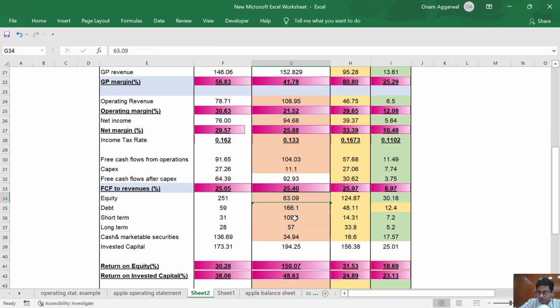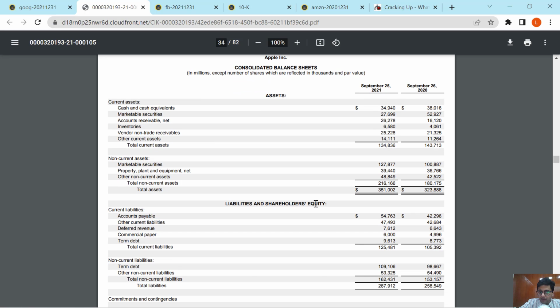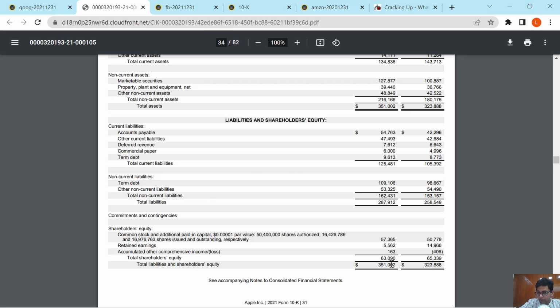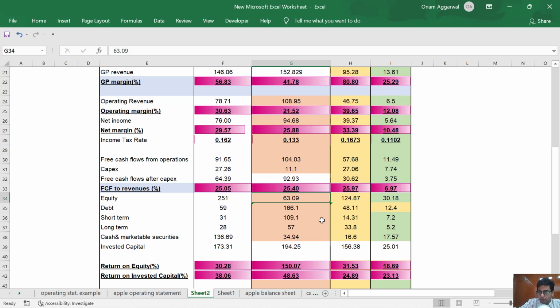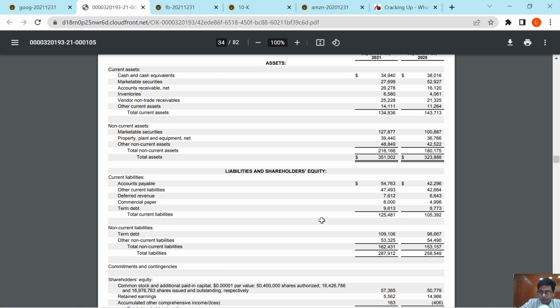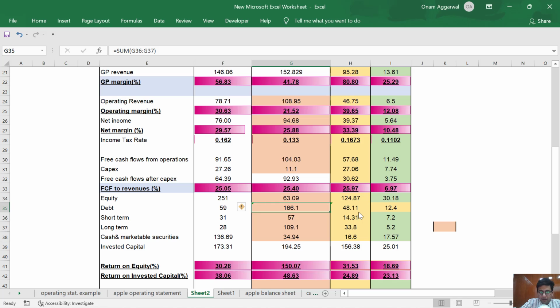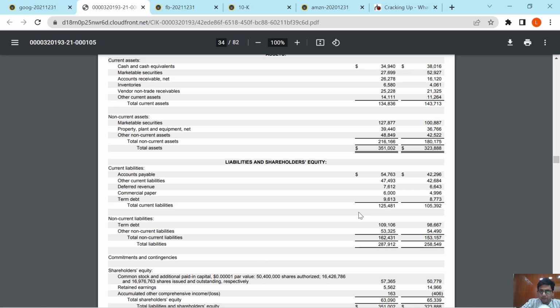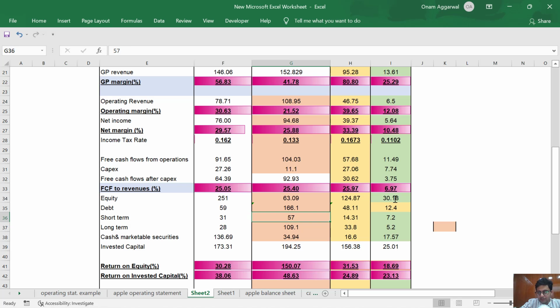Finally, we come to the balance sheet. What do we do in the balance sheet? In the balance sheet, we have equity. Our equity at the end is $63 billion. We take our equity and debt. From debt, we have long-term debt and short-term debt. In long-term debt, we have $109 billion of term debt, and in short-term debt, we have other current liabilities and term debt, which comes out to be around $57 billion. Total debt is $166 billion. Cash and marketable securities is around $35 billion. That gives us an invested capital of $194 billion.